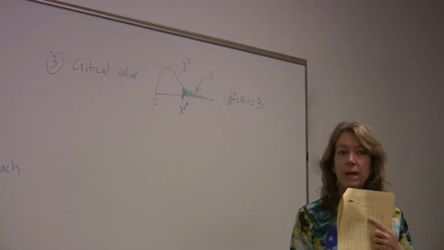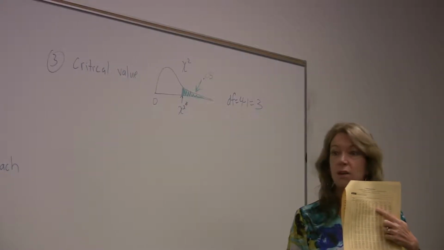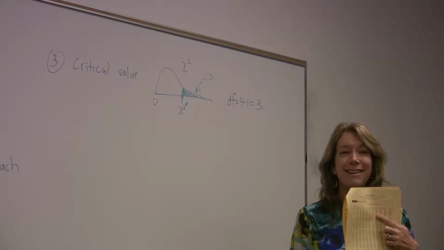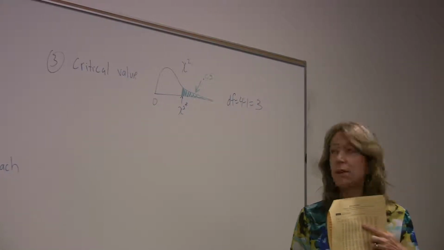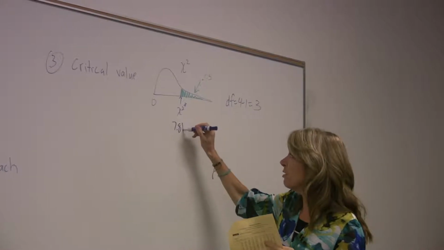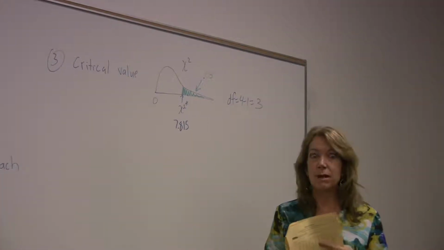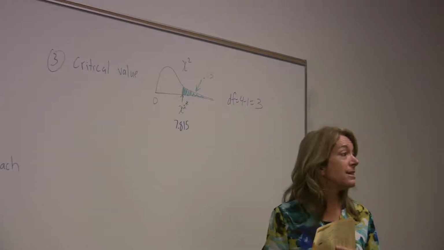She sees 7.815. Do we see that on the table? Anybody need me to point at their table for them? 7.815. When you do these online, they will ask for critical values sometimes and p-values sometimes. So you want to make sure.